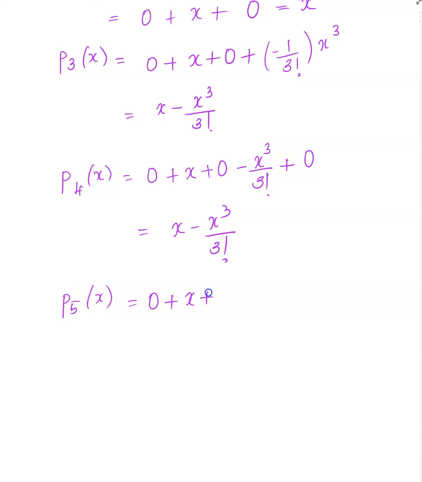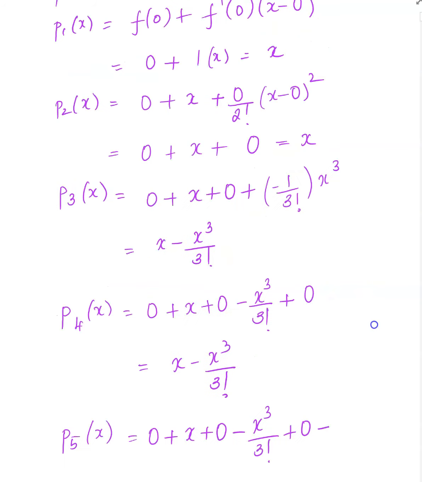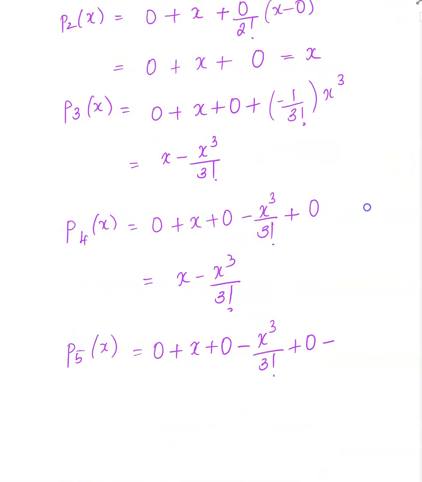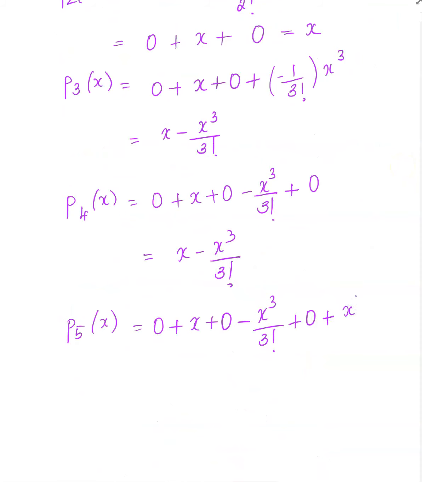This will be 0 plus x plus 0 minus x cubed over 3 factorial plus 0. This again should be a minus, isn't it? Because, no. Yes, this has to be a plus, because you finish the cycle of the minus, 1, 2, 3, 4. So you go back, so that should be a positive 1 over 5 factorial x to the power 5, right? X minus 0 to the power 5, which is x to the power 5. So that's going to be x minus x cubed over 3 factorial plus x to the power 5 over 5 factorial. Okay, that's good. So now we can see the pattern very clearly.